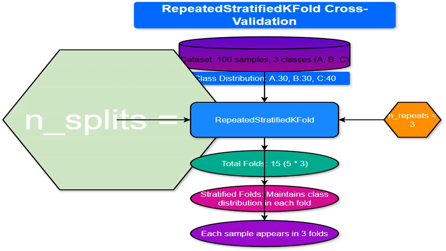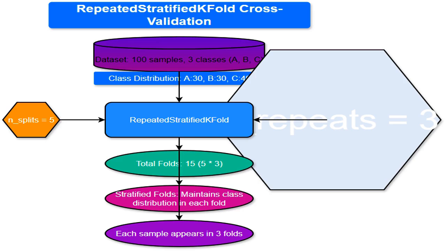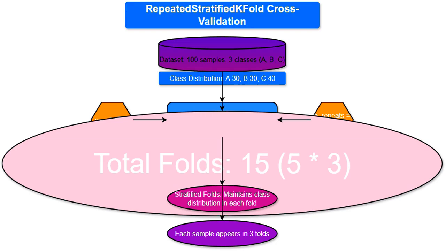I've set the number of folds per repetition to 5. This means each repetition will divide the dataset into 5 separate groups for training and testing. The entire process will repeat 3 times. Each time will have new folds, helping to reduce bias and get more reliable results. I will have a total of 15 folds, 5 folds per repetition * 3 repetitions.